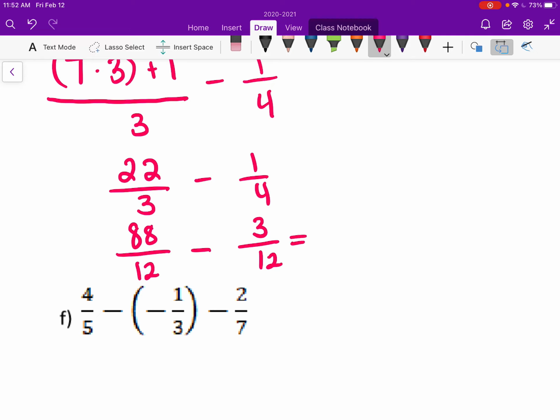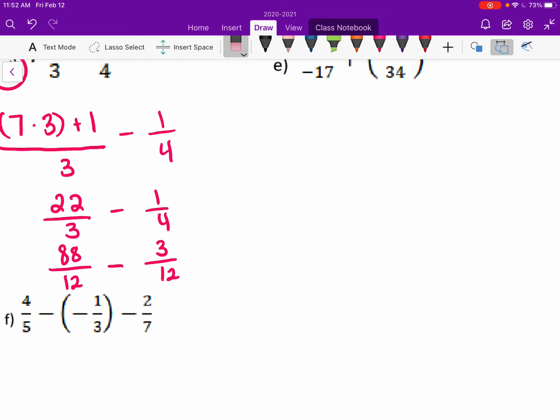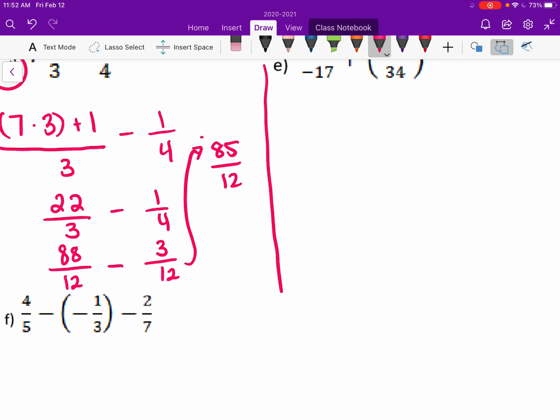And of course, you want to have good form, so just bring it up over here. 85 over 12. I can't reduce that anymore, so I'm going to leave it as it is, and that's my answer. Okay, leave it in improper fractions. Don't ever answer it in a mixed number. Just leave it as is. Don't change this to 7 and 1 over 12. Okay?